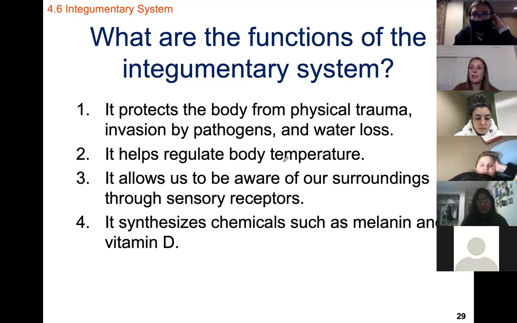Aren't we glad that when we take a drink of water, it doesn't just shoot out of my body? The skin helps maintain that. It helps for prevention of water loss. It also helps regulate body temperature.